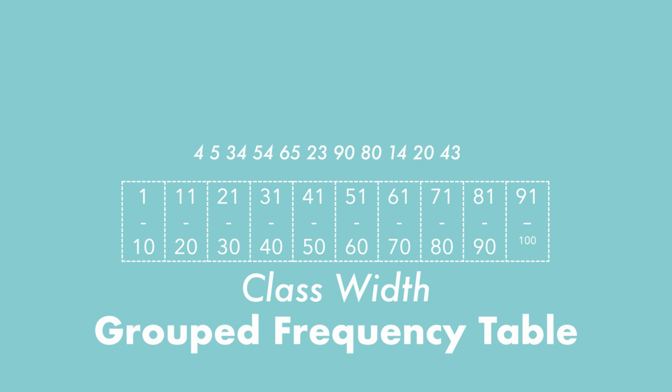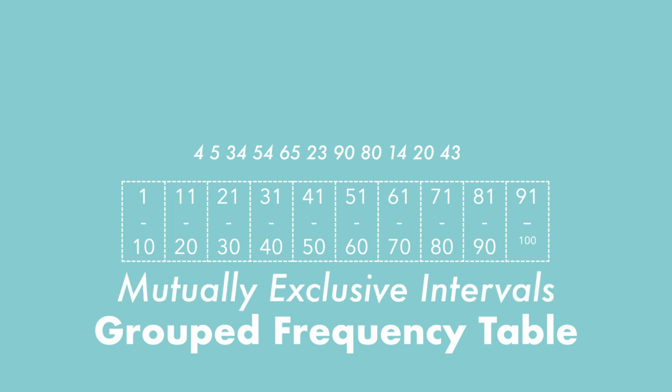An important concept for grouped frequency tables is that of class width, which is the difference between the upper class limit and the lower class limit of a class interval. What does that mean? In our case, we have a class width of 9, since the difference between 10 and 1 is 9.